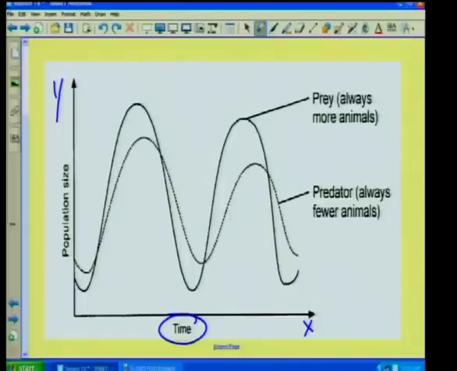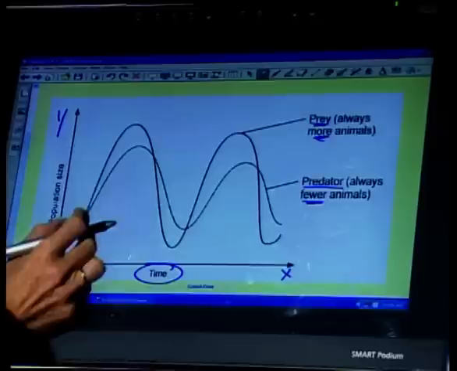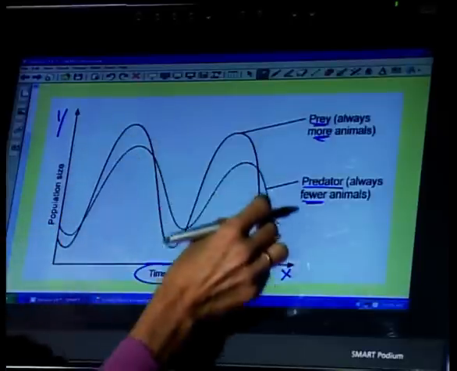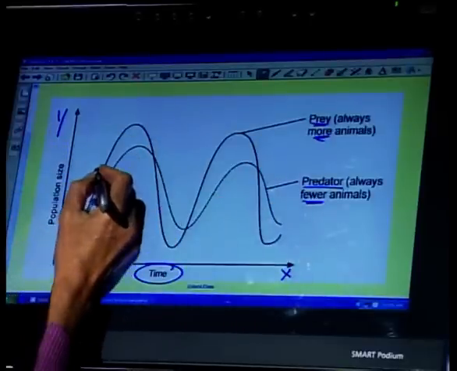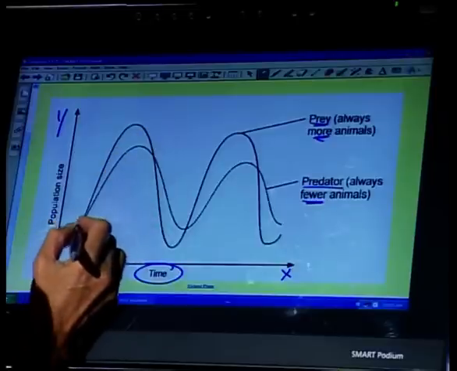Now what we've got here is your prey. There are always more animals, and you must remember that. And your predator, always fewer animals. You're never ever going to have as many predators as you have prey, because the minute that happens, your predators are going to die. And this is why we said it is cyclic, okay, number one. And number two, your predator always follows the prey. It's always a little bit behind.